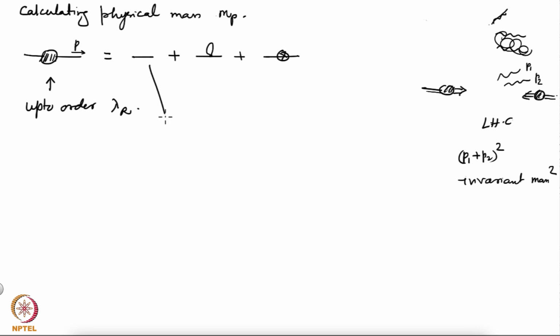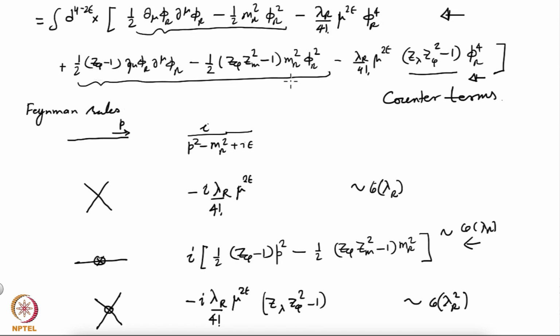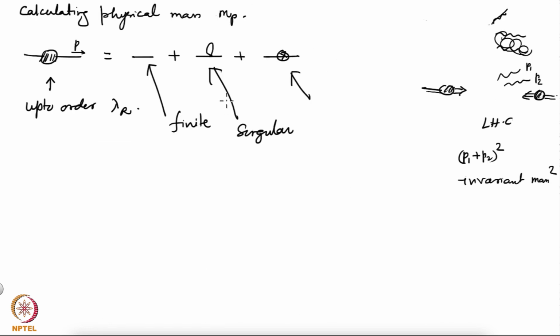Okay, now this is finite. That's just the propagator, i over p square minus m r square plus i epsilon. Okay, so this is singular, because it's a loop diagram, it has ultraviolet divergence. Okay, and this has this expression as we wrote before. Okay, this thing times these two propagators.